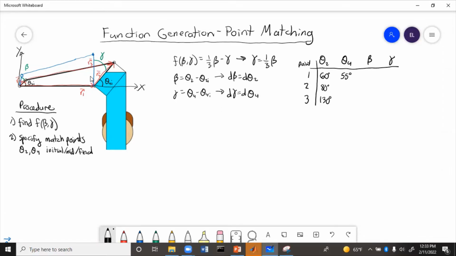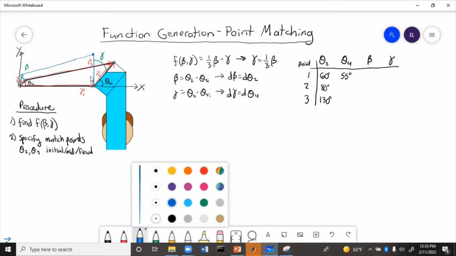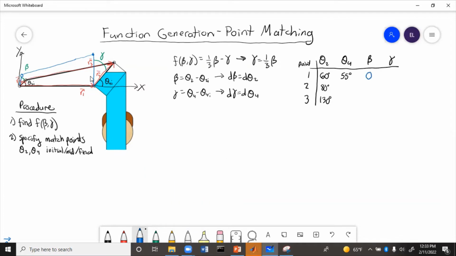Now, using the function that gamma equals 1/3 beta, we can calculate beta and gamma and theta 4. So let's fill that in. Over here, beta is theta 2 minus theta 2 initial. Since theta 2 initial is 60, beta for the first point is just going to be 0.